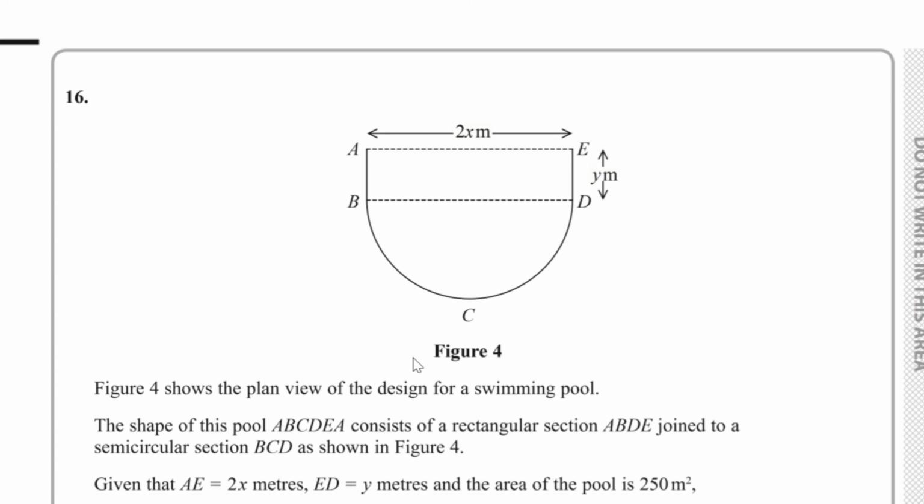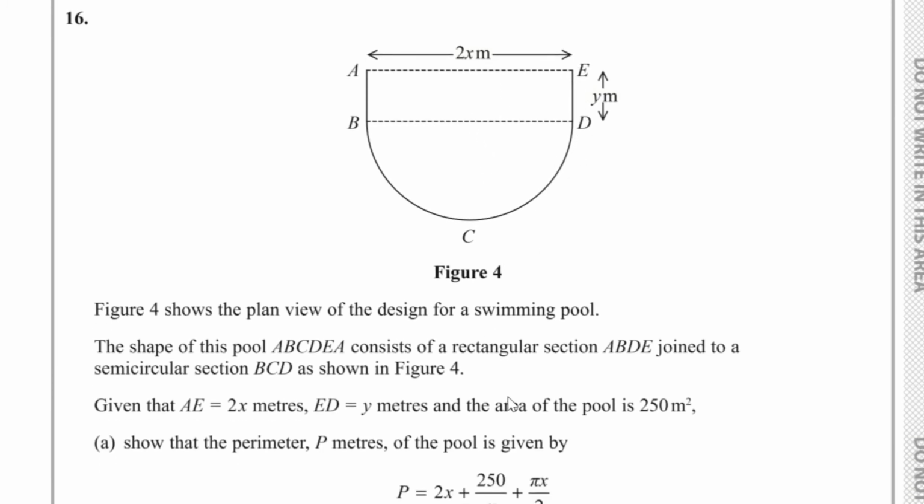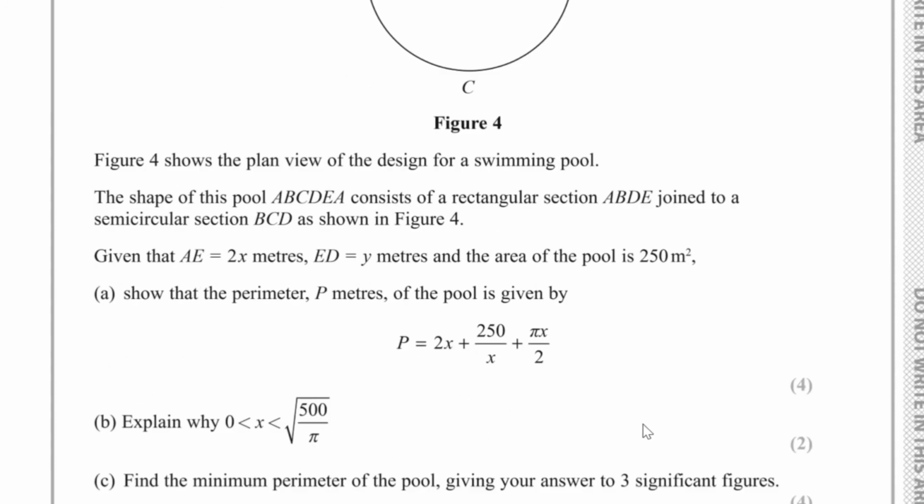Question number 16. Figure 4 shows the plan view of a design for a swimming pool. The shape of this pool ABCDA consists of a rectangular section ABDE joined to a semicircular section BCD, as we see in figure 4. We're given that AE is 2x and ED is y meters, and the area of the pool is 250 meters squared.